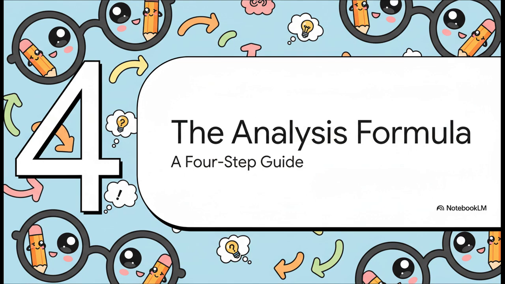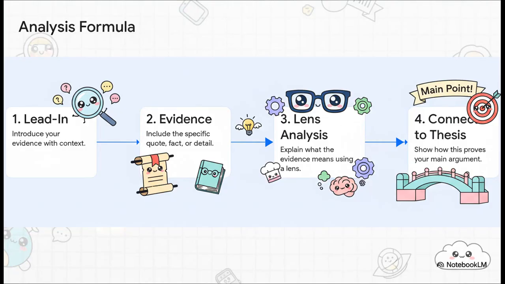Okay, so now we know what these lenses are, which is awesome. But how do we actually use them in our writing? Well, luckily for us, there's a simple 4-step formula that makes it super easy. This formula builds out your analysis in 4 really clear stages.